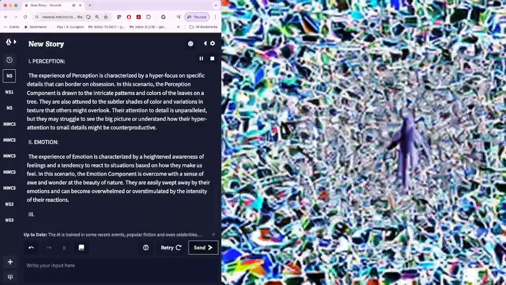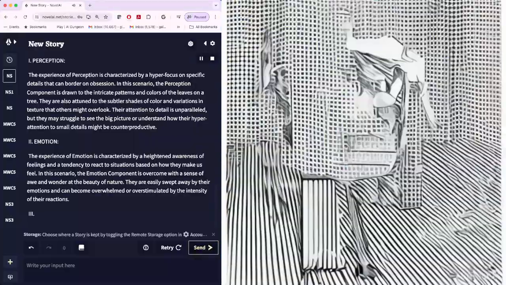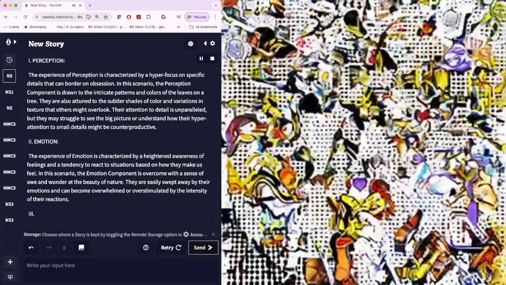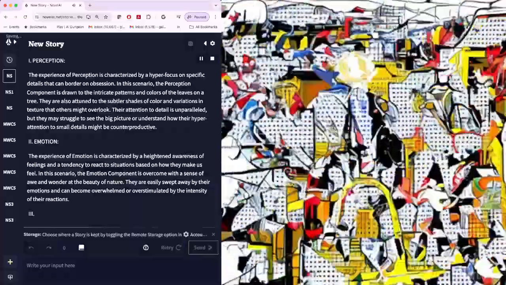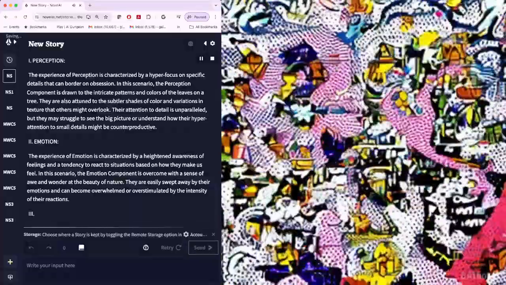2. Emotion. The experience of emotion is characterized by a heightened awareness of feelings and a tendency to react to situations based on how they make us feel. In this scenario, the emotion component is overcome with a sense of awe and wonder at the beauty of nature. They are easily swept away by their emotions and can become overwhelmed or overstimulated by the intensity of their reactions.